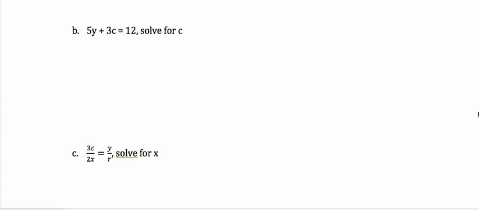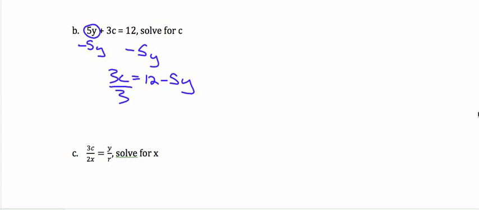All right, welcome back. First thing you're going to want to do is subtract 5y. You're going to want to get that over to the other side because we need to get rid of that whole thing. And that's a term, so we're going to subtract it to the other side. Then we need to get rid of the 3. Since it's 3 times c, we'll divide by 3. We'll use the distributive property, and we'll get 4 minus 5/3 y.